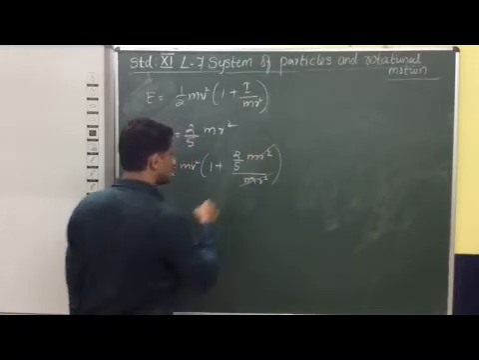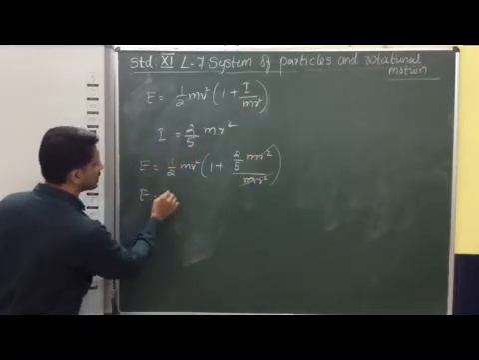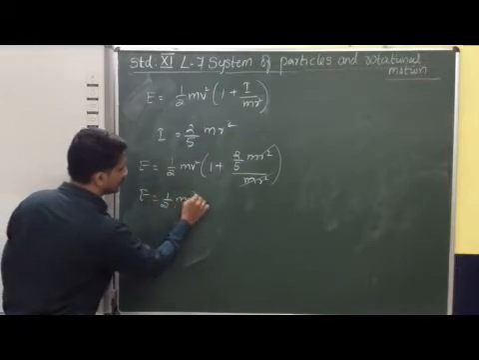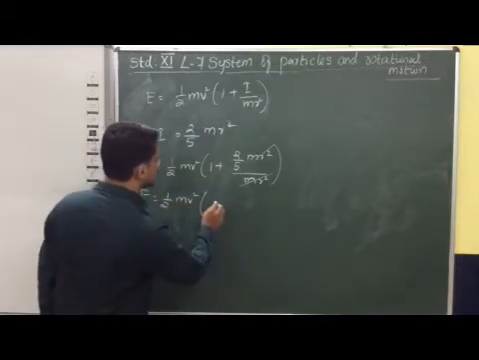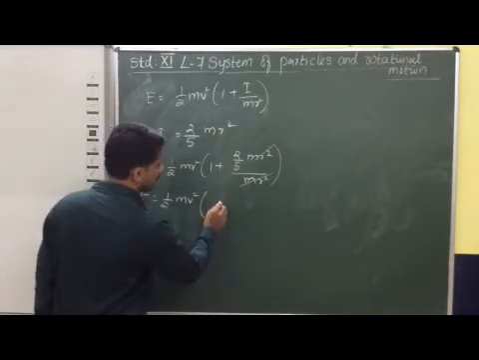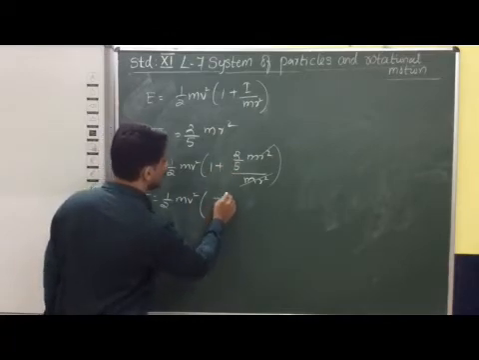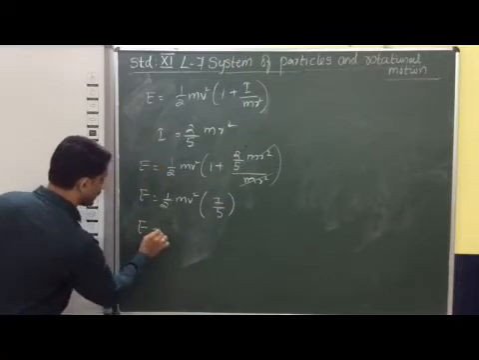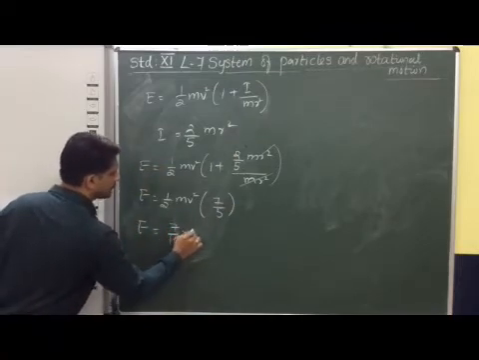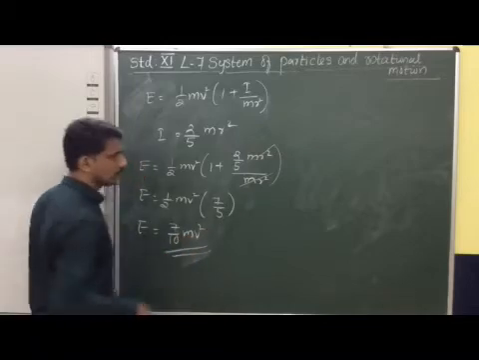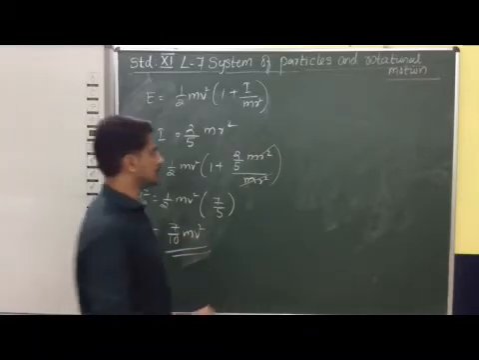You can observe that the M R square terms cancel. So E is equal to half M v square into, taking the LCM, 7 by 5. Ultimately we get the energy as 7 by 10 M v square. So this is the total energy in the case of a solid sphere.